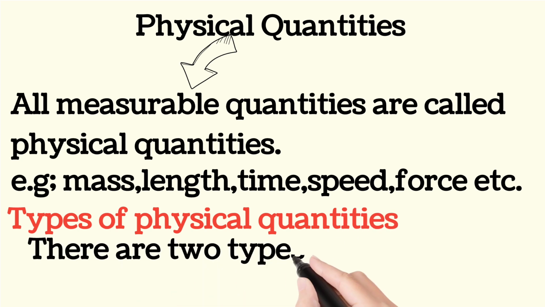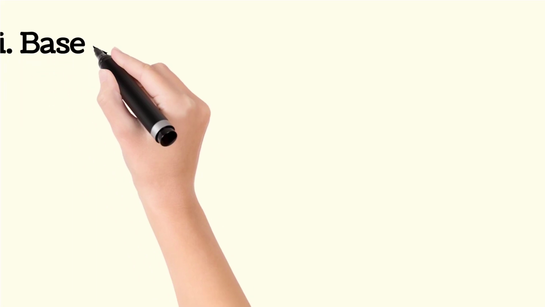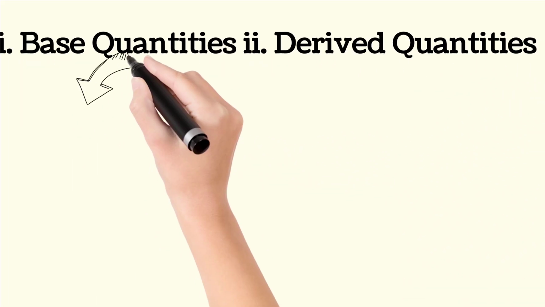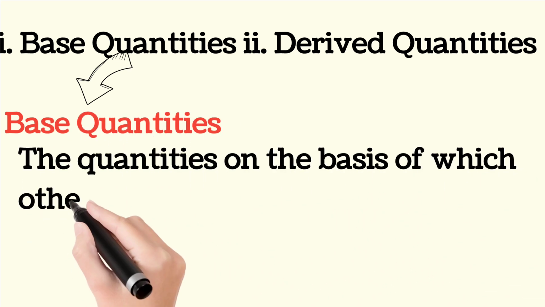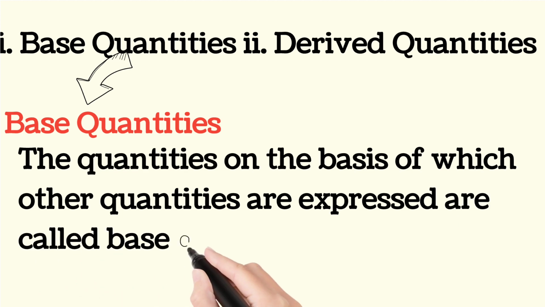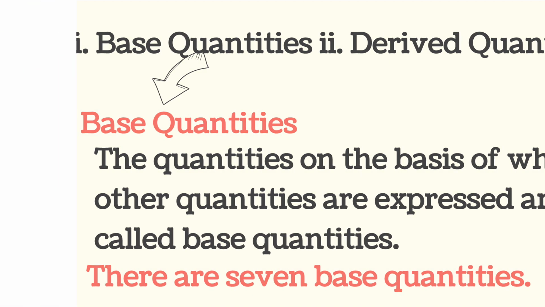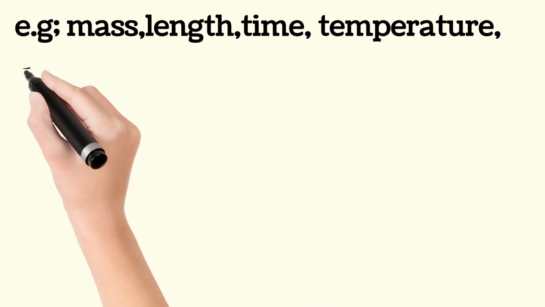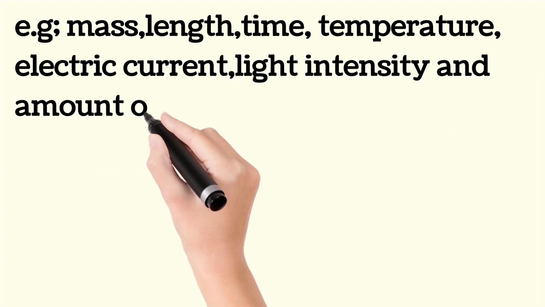There are two types of physical quantities. 1. Base quantities. 2. Derived quantities. What are base quantities? The quantities on the basis of which other quantities are expressed are called base quantities. There are 7 base quantities. For example, mass, length, time, temperature, electric current, light intensity and amount of substance.